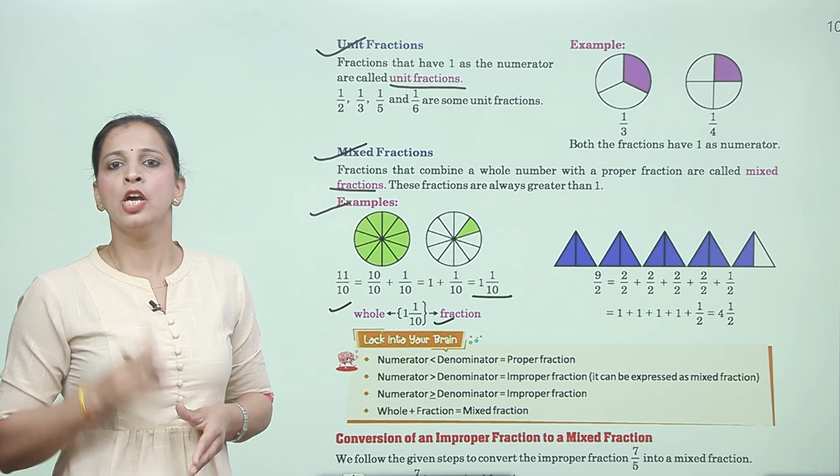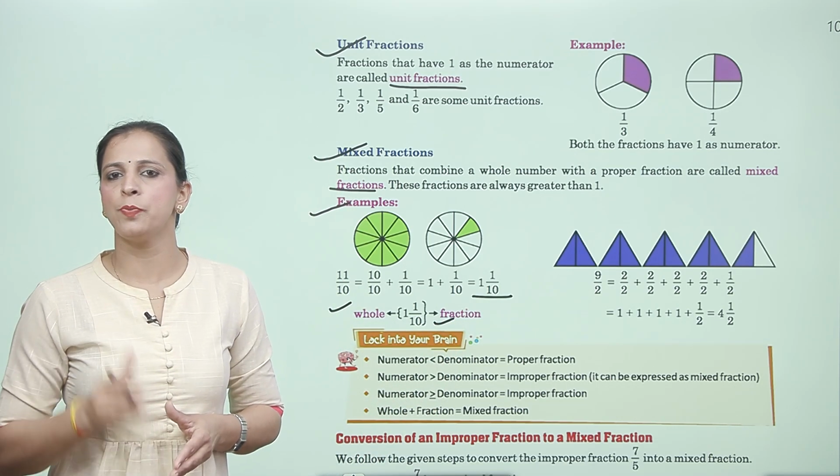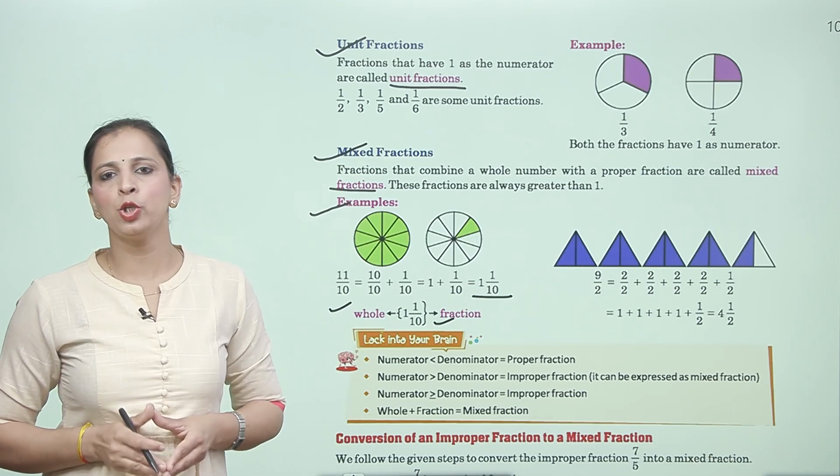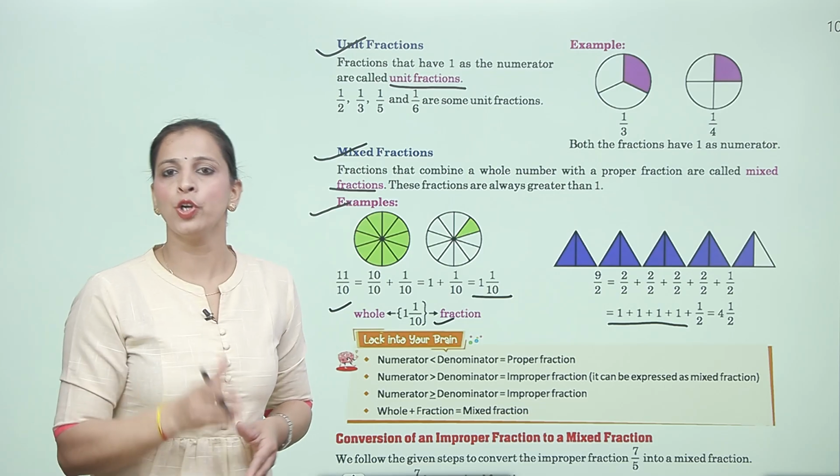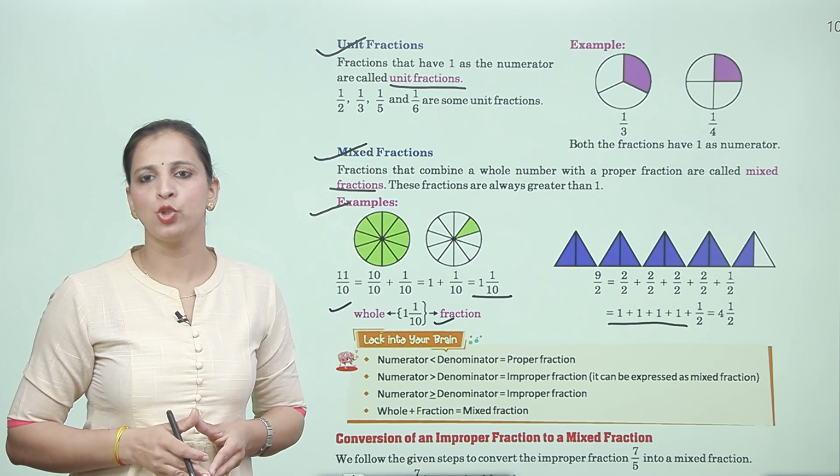Now 9 by 2 is 2 upon 2 plus 2 upon 2 plus 2 upon 2 plus 2 upon 2 plus 1 upon 2, that is 1 plus 1 plus 1 plus 1, that is equal to 4 plus 1 by 2, that is 4 and 1 by 2.